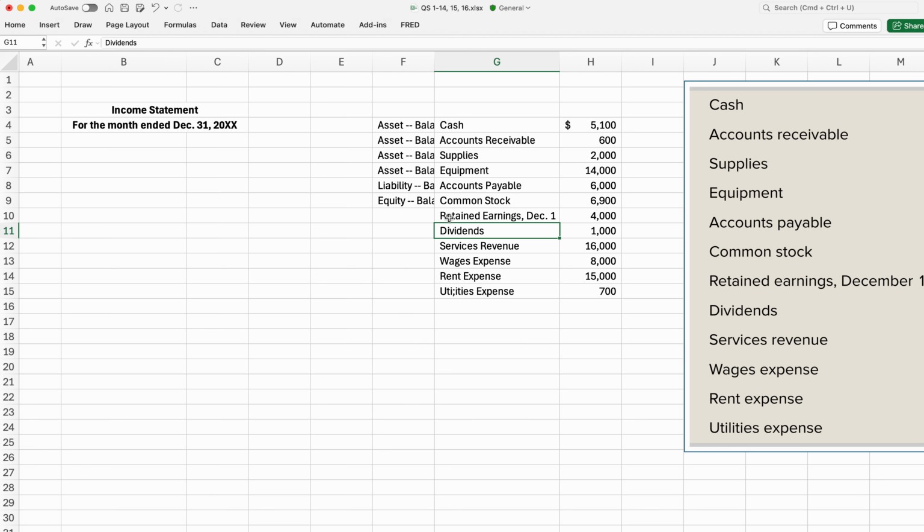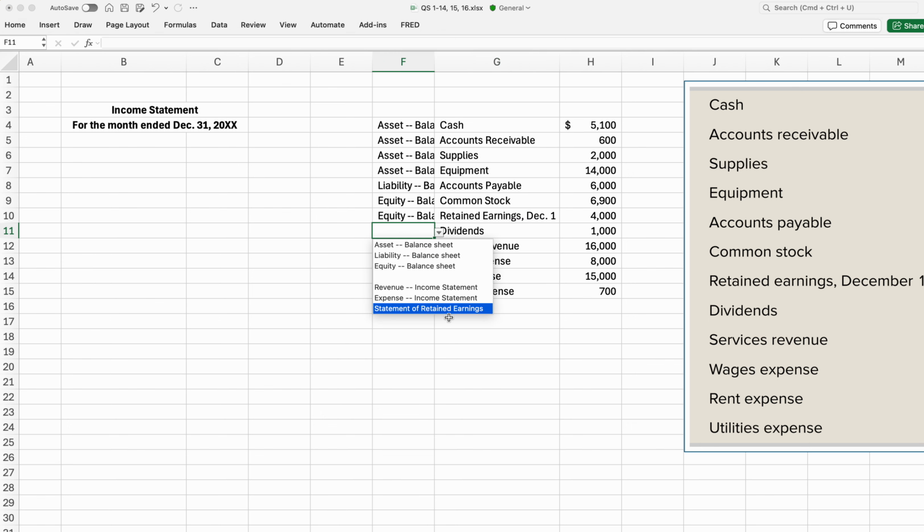Retained earnings. And notice that we have retained earnings at the beginning of the month. We are here at the end of the month. So this is our beginning balance in the retained earnings account. Retained earnings is going to be found on the balance sheet in the equity section. We're also going to find it along with dividends in the statement of retained earnings. So keep that in mind. So dividends, statement of retained earnings.